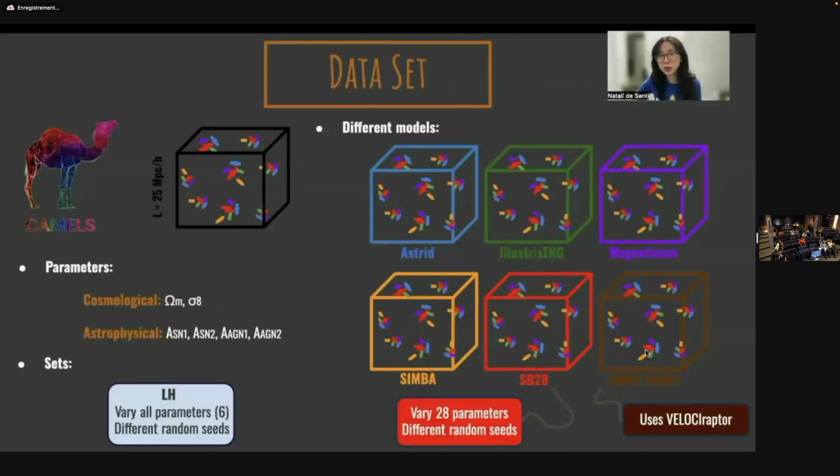And then we have this other simulation, which is Swift Eagle, where it uses Velociraptor to find the halo and sub-halo structures, different from these other simulations where we use Subfind.